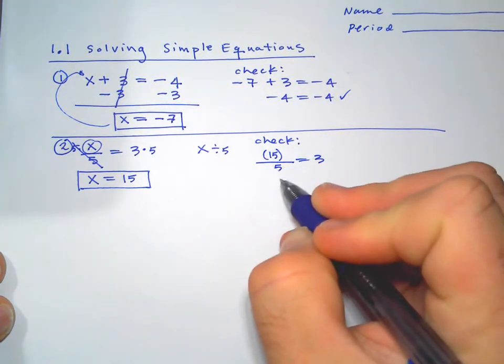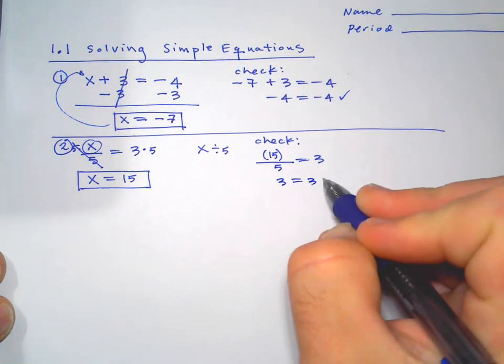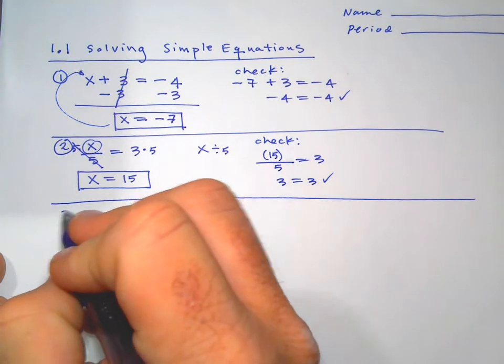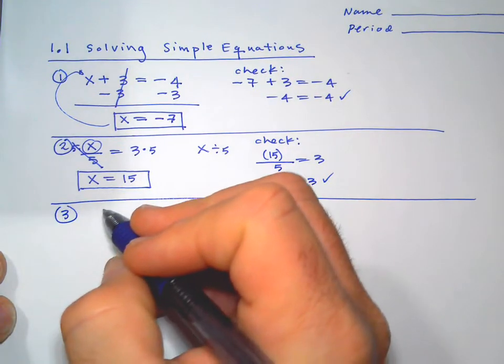And 15 divided by 5 is 3. And 3 equals 3 is true. So we got the right answer. Okay. Problem 3, example 3 for our notes.